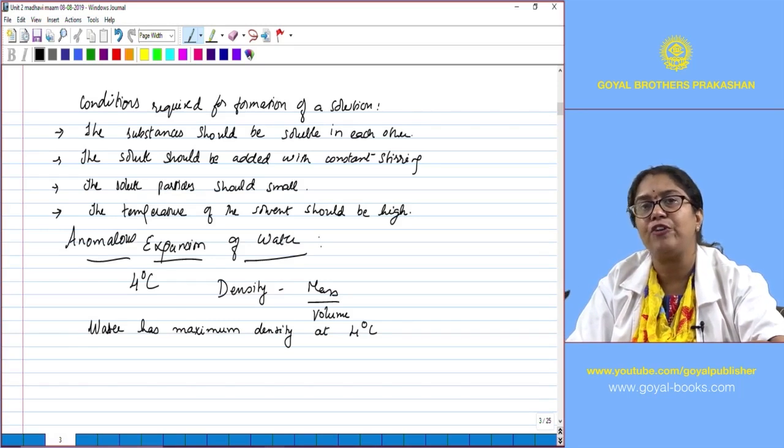Another application of anomalous expansion of water would be, children, the water pipes burst in winters in cold countries. This is again because when the temperature outside falls below 4 degrees Celsius, the water inside the pipes is going to expand, because below 4 degrees Celsius, water will expand instead of contracting. This expansion of water is going to cause the bursting of the pipes. So this was about the anomalous expansion of water, children.